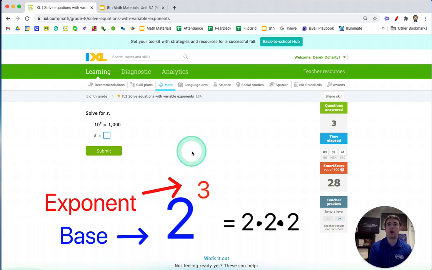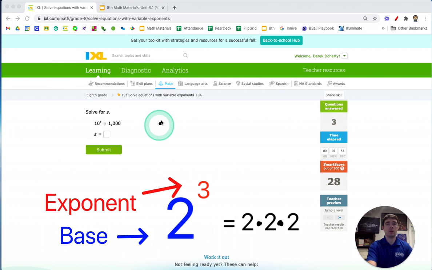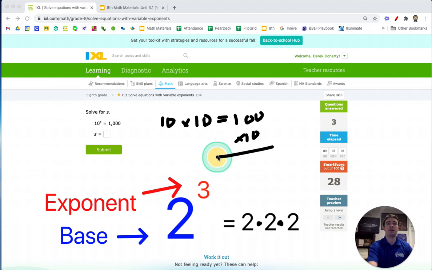Now feel free to pause this video if you want. You'll be thinking about 10 to what power makes 1,000. And there's a couple ways to do this. One way, you could multiply things out. 10 times 10 isn't going to quite get us to 1,000. It just gets us to 100. And then if we multiply by one more copy of 10, 100 times 10 does get us to 1,000. So there are 3 copies of 10 here, and I could say 10 to the third.